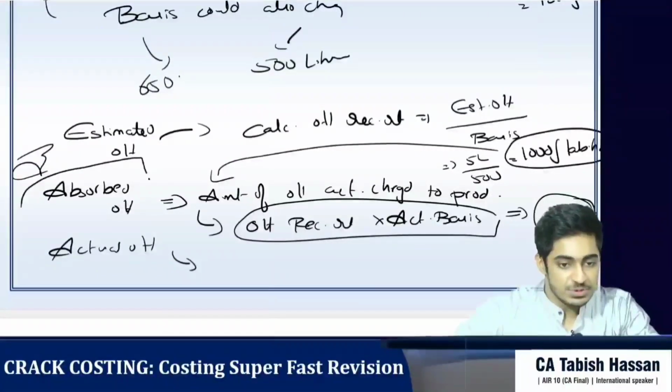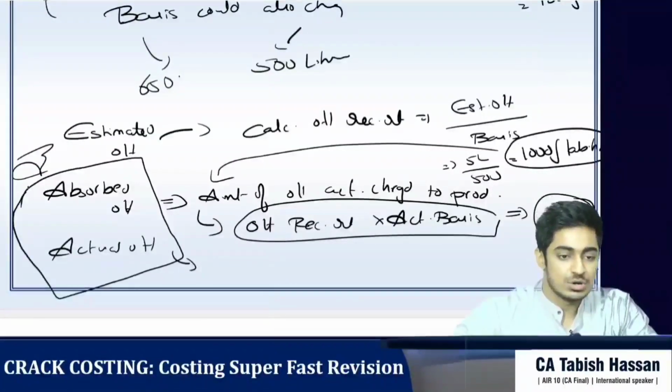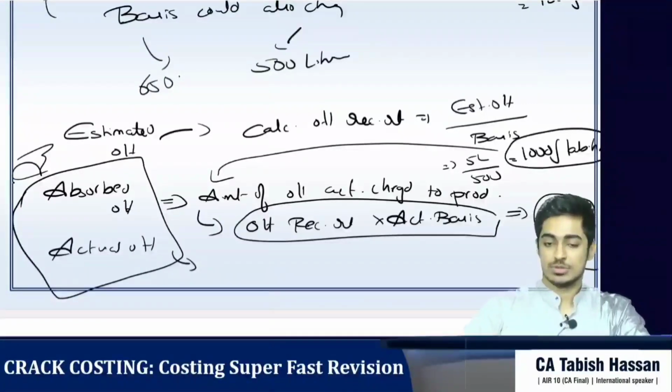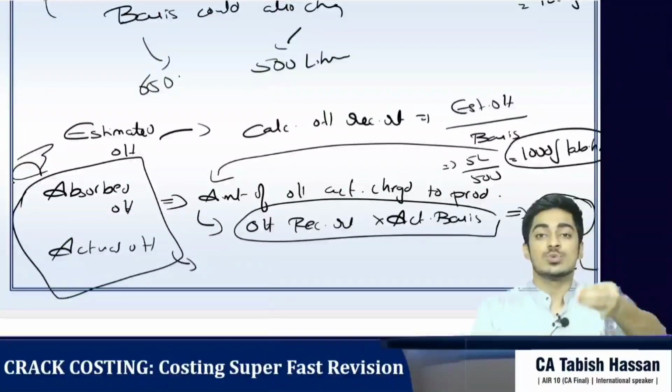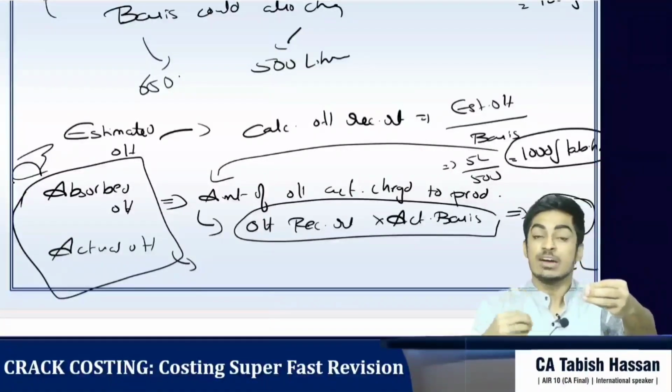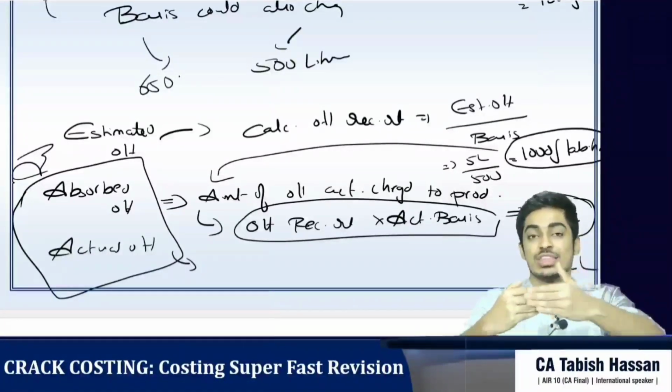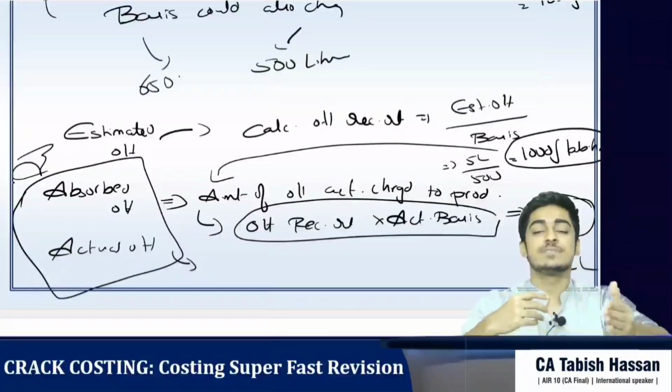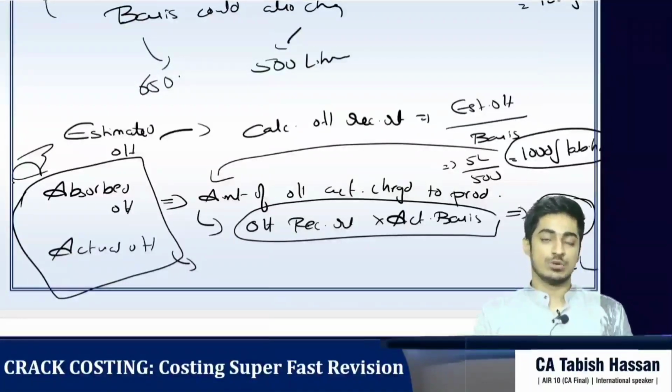The difference between this is called under or over absorption. So we should have charged 1.2 lakh to the products actually, but we have charged only 1 lakh. So there is this difference. This difference is called under or over absorption of overheads.